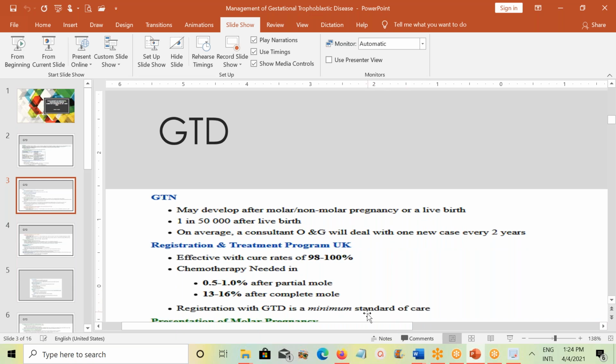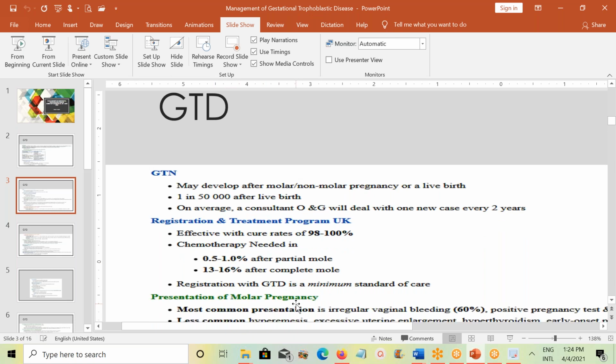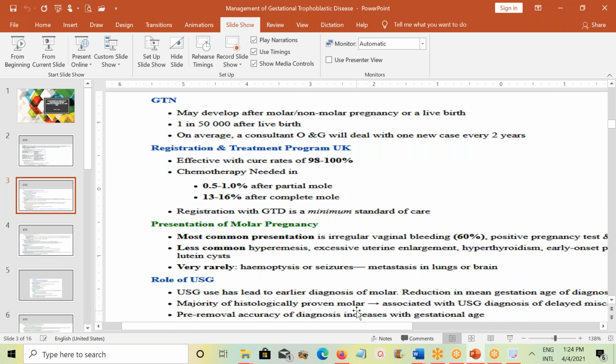This is also a SPA question. Chemotherapy is required in how many of the patients? 0.5 to 1% after partial mole, and after complete mole 13 to 16%. There is a shift here. Before, we used to say 0.5% after partial mole and 13 to 15% after complete mole, but now 13 to 16% after complete molar pregnancy. This is the incidence of giving chemotherapy. That is the point.